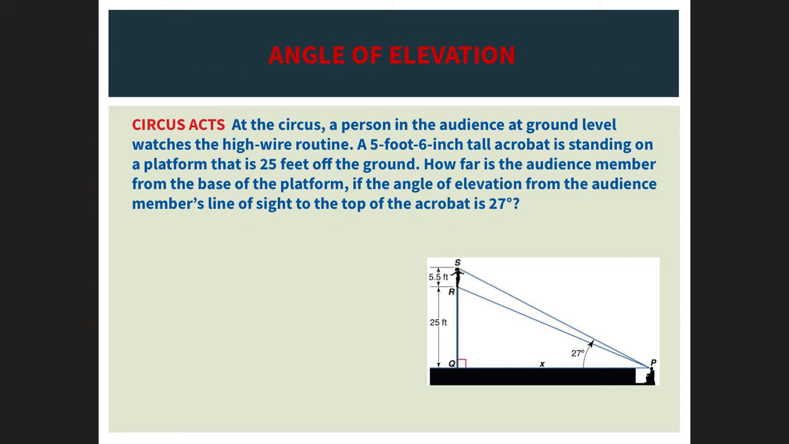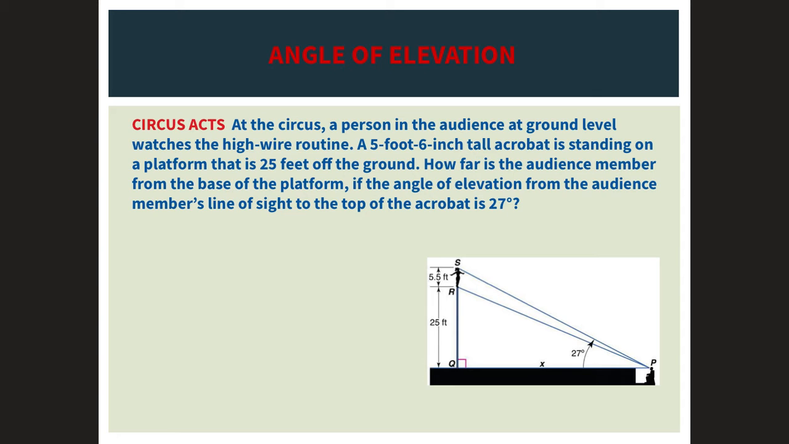First one, circus acts. At the circus, a person in the audience at ground level watches the high wire routine. A 5'6" tall acrobat is standing on a platform that is 25 feet above the ground. How far is the audience member from the base of the platform, if the angle of elevation from the audience member's line of sight to the top of the acrobat is 27 degrees? So we need to know how far away the audience member is from the base of the platform.